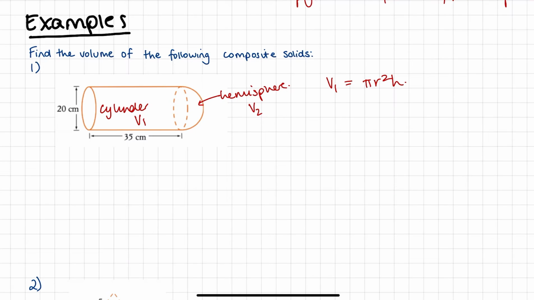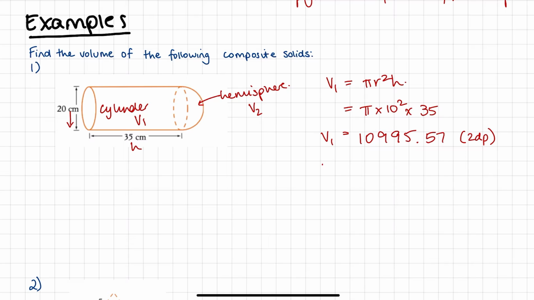Pi r squared h, where our radius is actually half of 20, which is 10. So it's going to be pi times 10 squared times our height, which is 35. If we put that in the calculator, we get 10,995.57 to 2 decimal places. Okay, so let's keep that in mind.